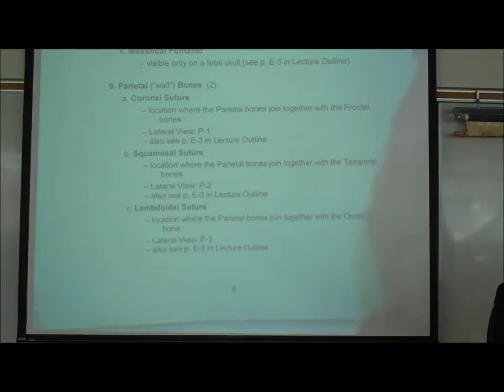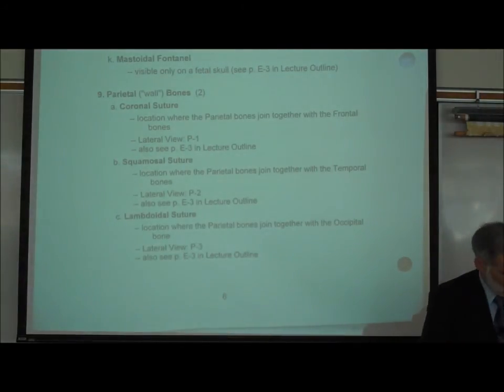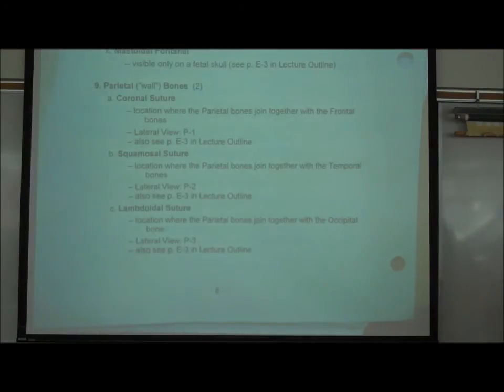And you can see the sagittal suture and the right and left parietal bones on both the fetal and an adult skull. Previously, we had talked about most of these suture lines, and the majority of the suture lines are associated with the parietal bones. This is the sagittal suture between the right and left parietal bones.